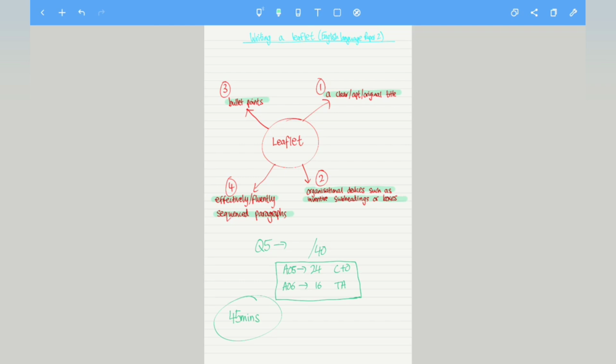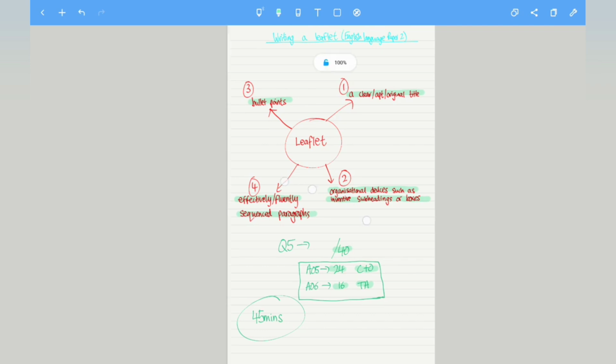Now, as question 5 is out of 40, you will get a mark for AO5 out of 24 for your content and organization. And for AO6, you will get a mark out of 16 for your technical accuracy, for your spelling, punctuation and grammar. And the total time allocated for this question is 45 minutes.